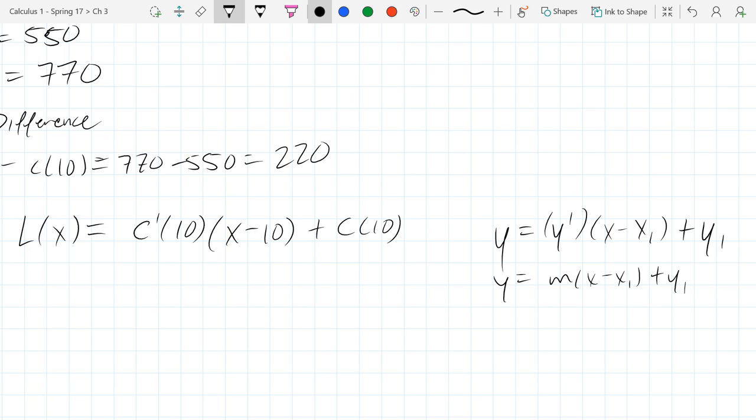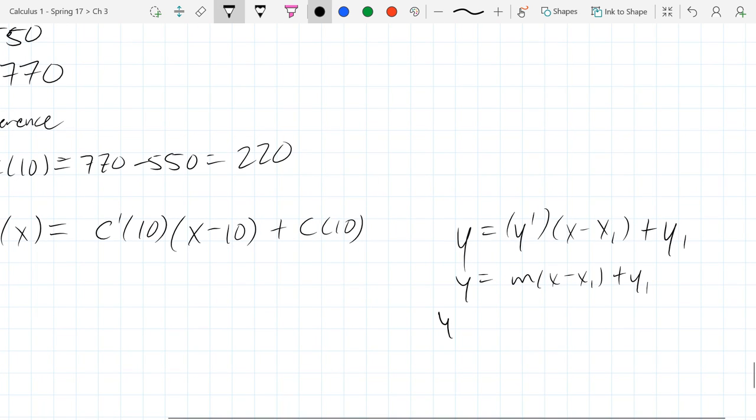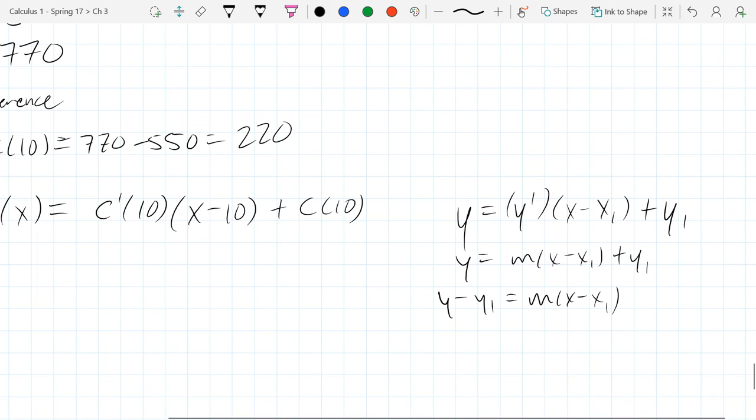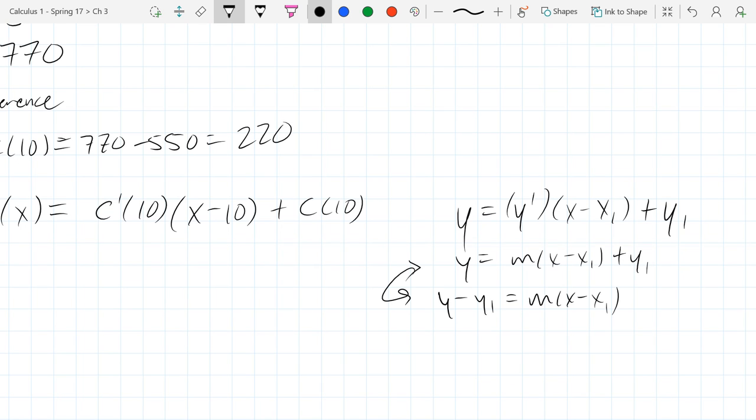Is that the point-slope form, I think? The formula is like that: y minus y1 equals m(x minus x1). They're not exactly the same form, but it's trivial to go from one to the other. And I think they're called point-slope form. Is that right? Anybody who paid attention in algebra?